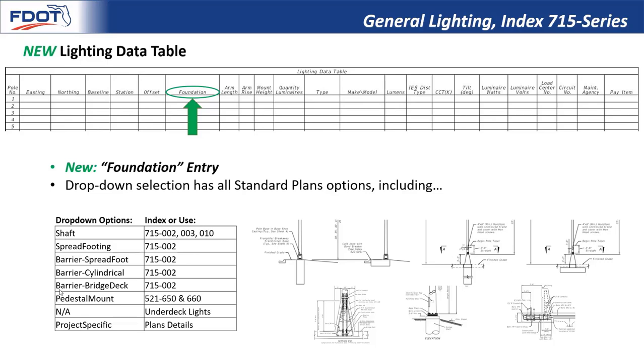There's then a mount on top of a barrier, which is then mounted on top of a bridge deck, which you can see here in the lower left. Next is the pedestal mount option for 521, 650, and 660. One of those is pictured here at the bottom right. There's an option for not applicable if the light happens to be mounted to an underdeck. And then there's also an option for project specific if there's a non-standard option shown in the plan's details.